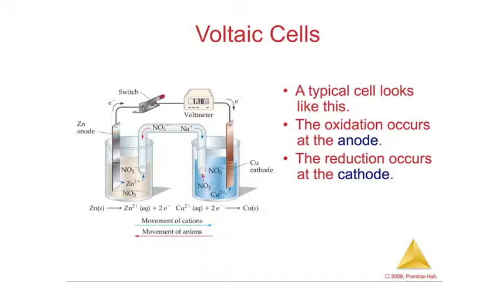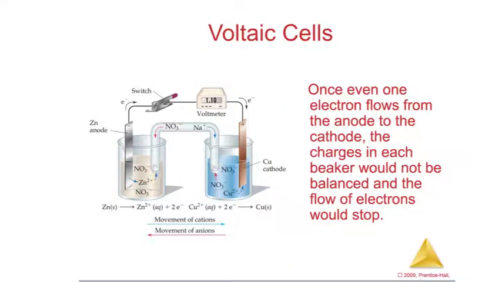Copper is undergoing reduction because it's gaining the electrons, and reduction occurs at the cathode. So this is our copper cathode. Notice that cathode and reduction are both consonants. This is called the cathode because cations are going to move toward it, like our copper cations. And this is called the anode because anions are going to move toward it, like our nitrate ions.